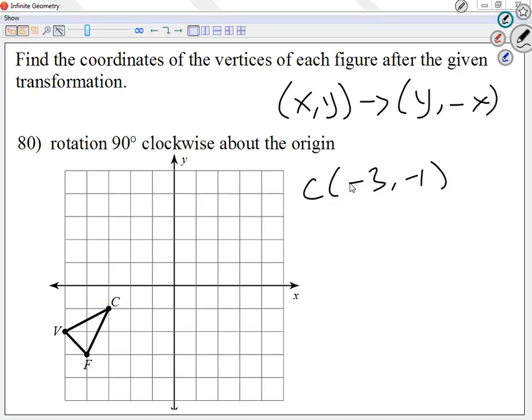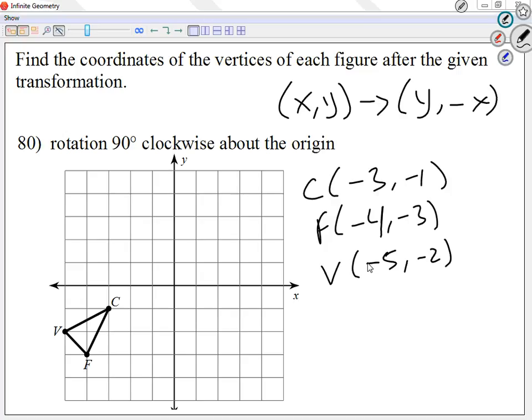My c coordinates right now are -3, -1. My f coordinates right now are -4, -3. And my v coordinates are -5, -2. I just got the coordinates that we have right now. Now for c prime, xy is going to become y negative x. So you notice that x and y swap, so the order is going to switch. And the value that was x, change the sign.